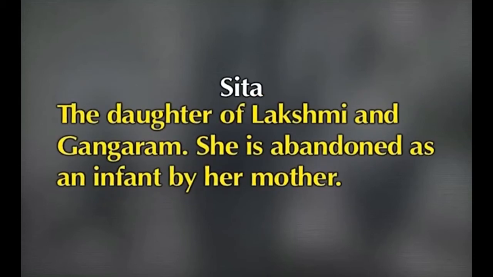The daughter of Lakshmi and Gangaram is Sita. She is abandoned as an infant by her mother. She is cared for well by the servants of the Haveli. She is a bright child as she does well in school. She gets married at the age of 13.